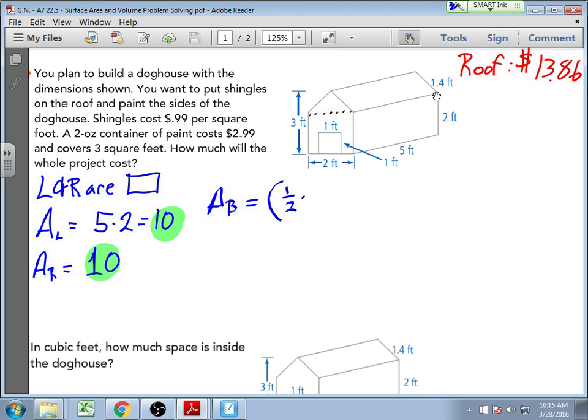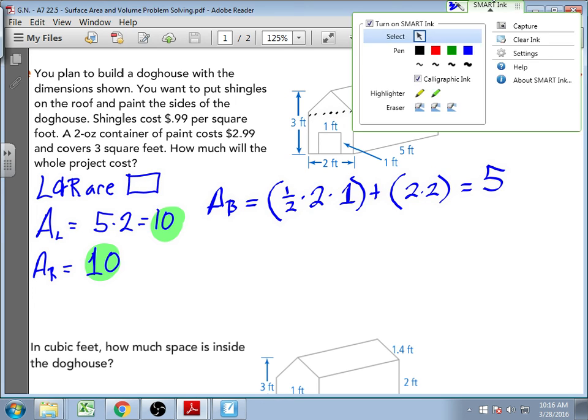So I'm going to do the top part first, the triangle part. Half times the base of that, 2. The height of that triangle we already talked about was 1. But I don't just have the triangle. I also will have the area 2 times 2, because this is 2 and this is 2. So that bottom section, especially if it's on the back, is just 2 times 2. So half of 2? 1. 1 times 1? 1. What's 2 times 2? 4. So 1 plus 4 is 5. So the area of my back is 5.